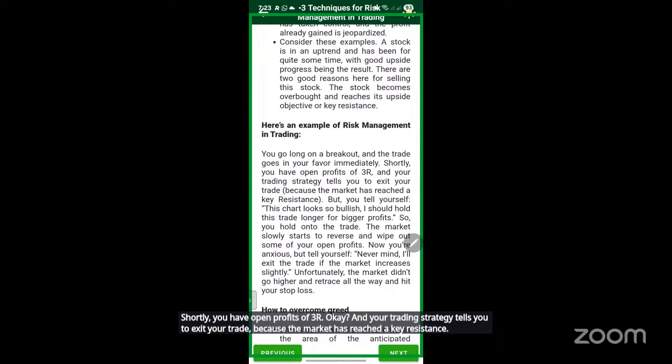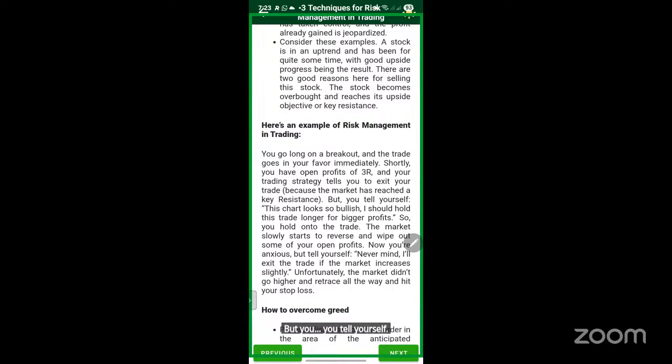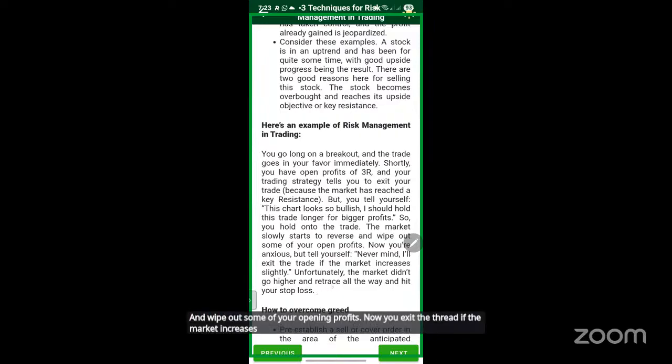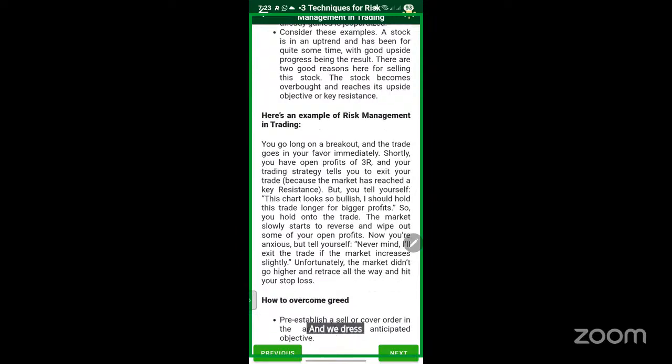But you tell yourself, this chart looks so bullish. I should hold this trade longer for bigger profits. So you hold on to that trade. The market slowly starts to reverse and wipe out some of your open profits. Now you plan to exit the trade if the market increases slightly. Unfortunately, the market didn't go higher and retraced all the way and hit your stop loss.